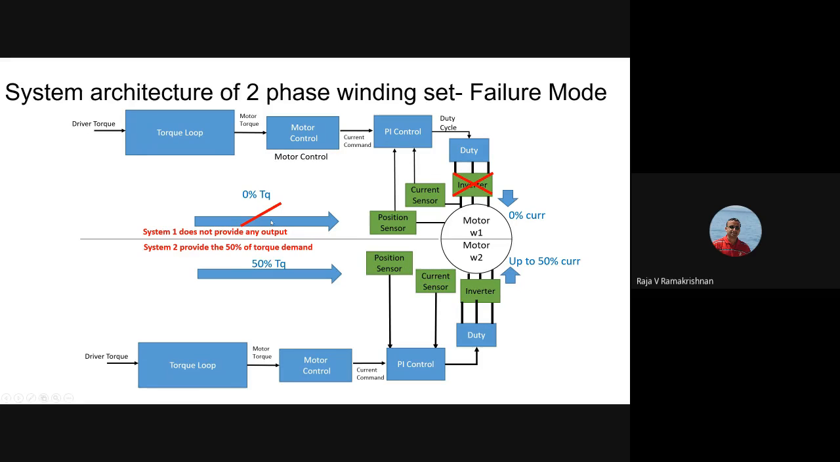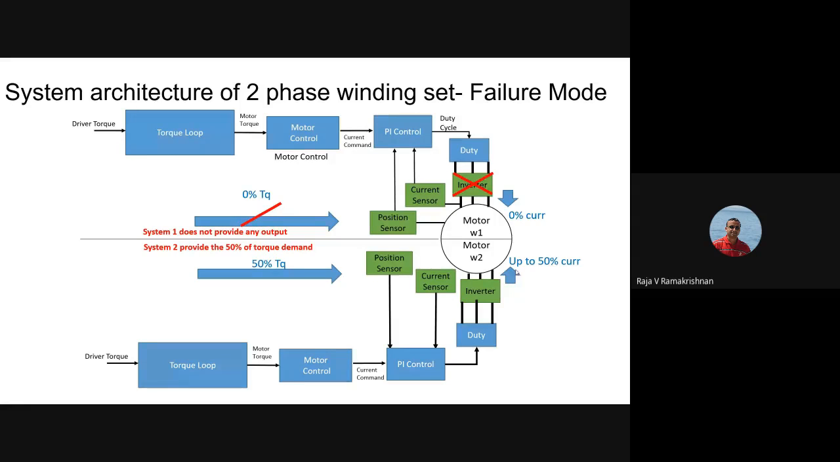Now, upon a failure, system 2 provides 50% torque. Up to 50% torque is the only thing you will get. Therefore, compared to the other architecture which I showed before, here the system cost is less, but you only get 50% of the demand upon a single point failure. That means if an inverter fails, you only get up to 50%. So think about this case.